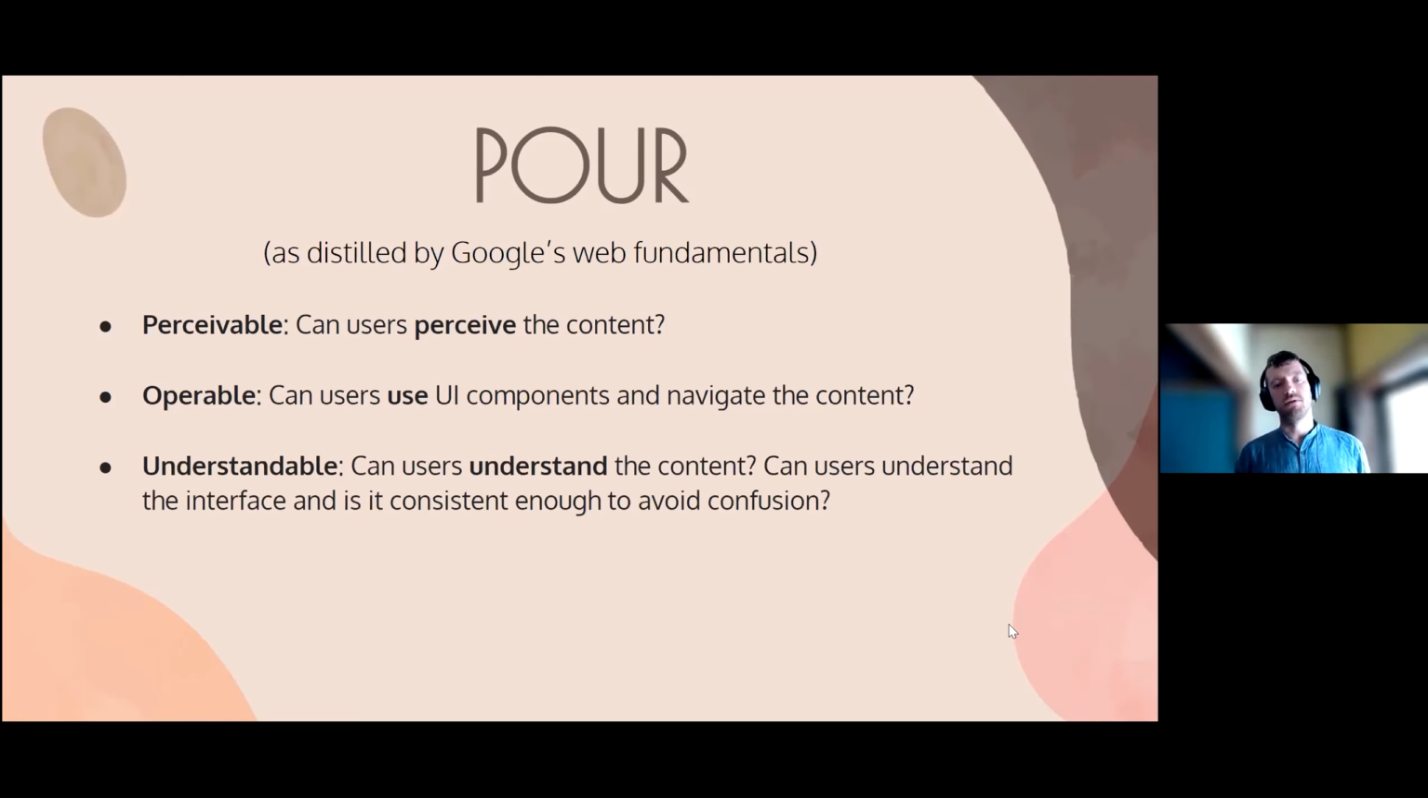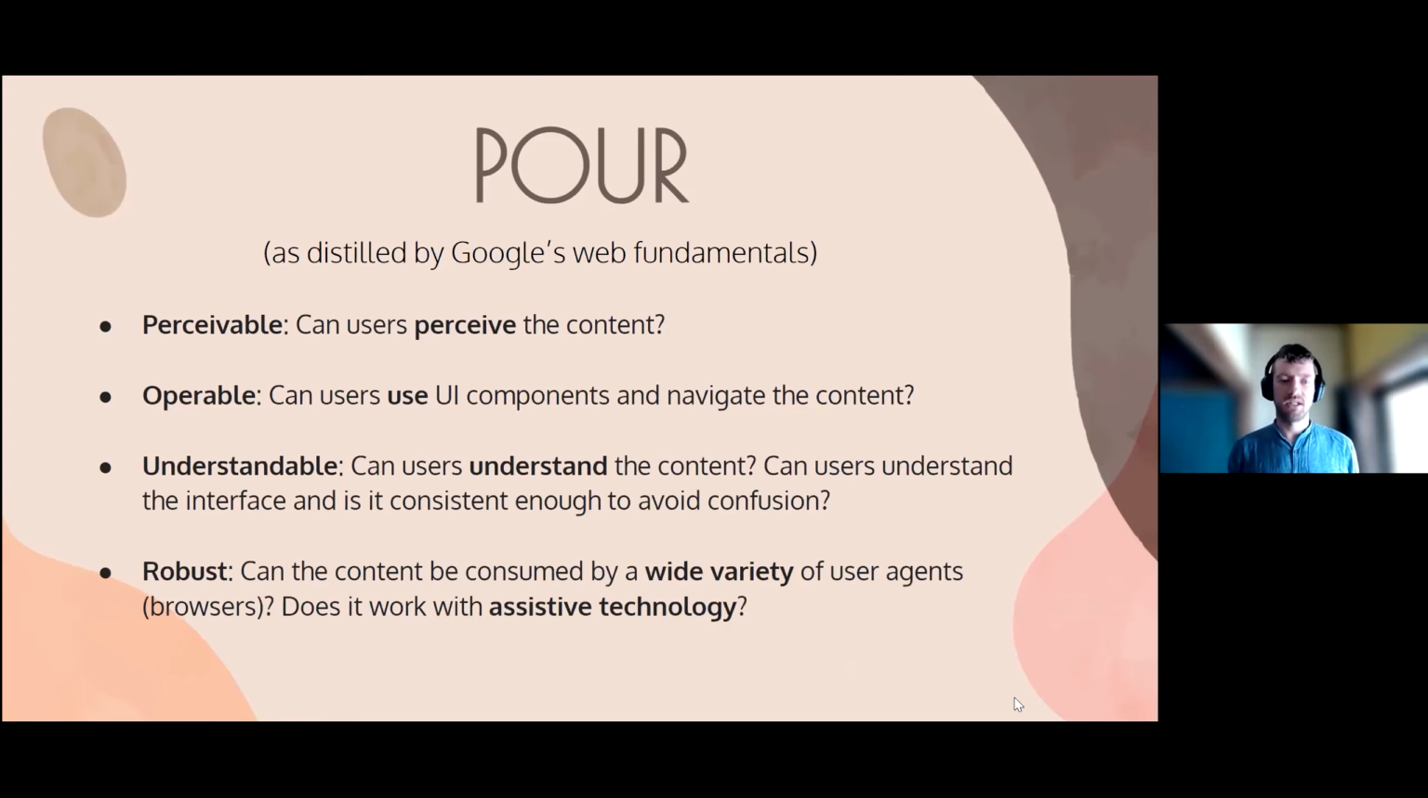Is it understandable? Can users understand the content, and can users understand the interface? And then is it consistent enough to avoid any confusion given different ways that users interact with the website? And of course, is it robust? Can the content be assumed by a wide variety of user agents, a wide variety of browsers, and also devices? And does it work with assistive technologies such as screen readers?